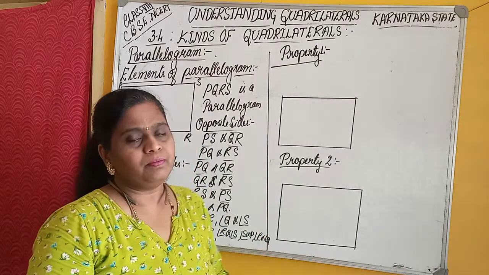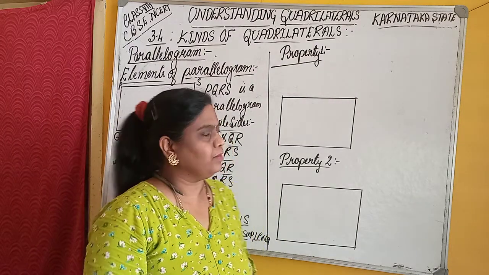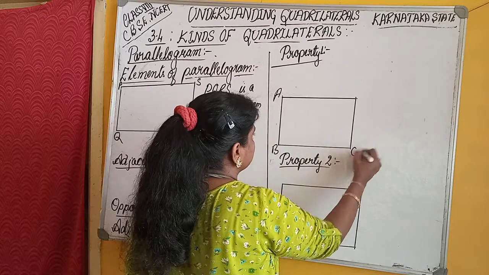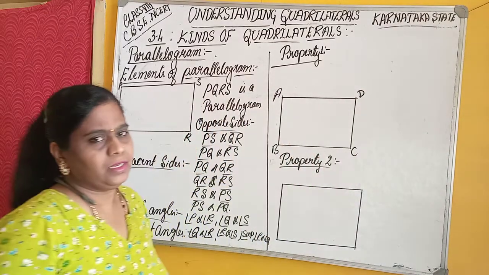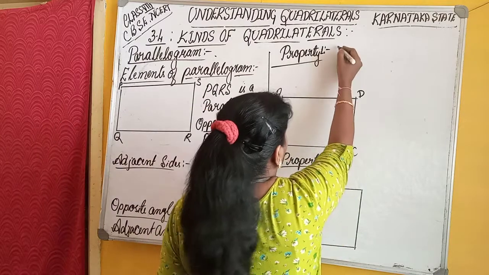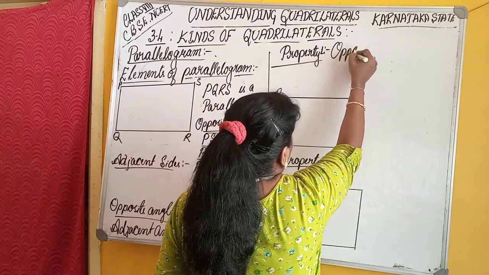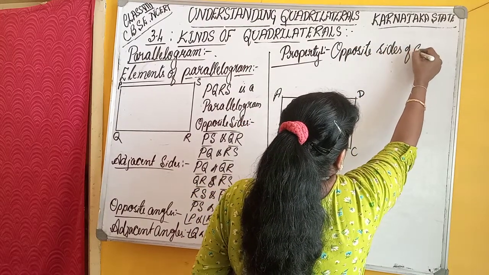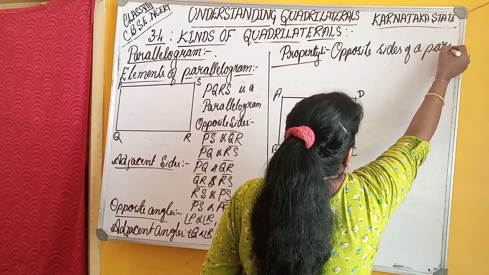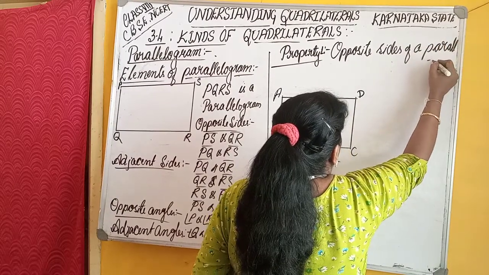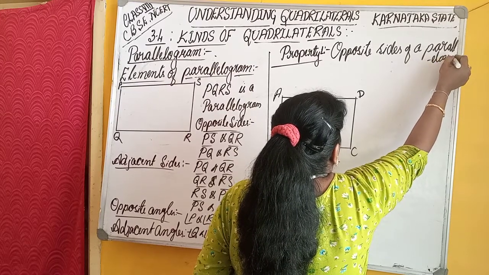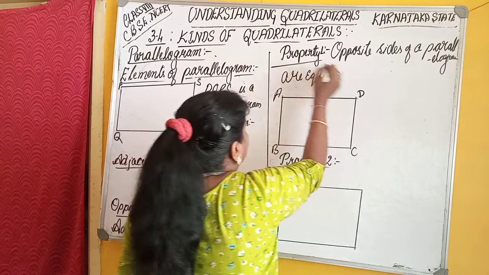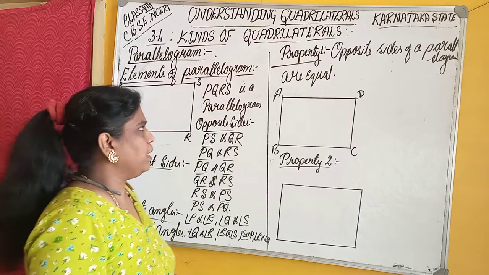Let us study the properties of a parallelogram. For example, ABCD is a parallelogram. First property: opposite sides of a parallelogram are equal. This is a property of a parallelogram. First property is opposite sides of a parallelogram are equal.